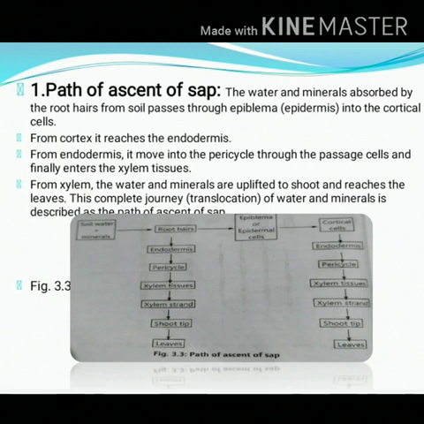Or in other way, this sap is absorbed by root hairs and forwarded to epiblema or epidermal cells. From these epidermal cells it passes to inner cells, that is cortical region cells, and the innermost cell of cortical region is called the endodermis. From endodermis it passes to pericycle, and from pericycle it passes to the xylem tissue, and from xylem tissue it comes into the xylem strand, and through this xylem strand the water or the sap is circulated or uplifted into the shoot tip and leaves.